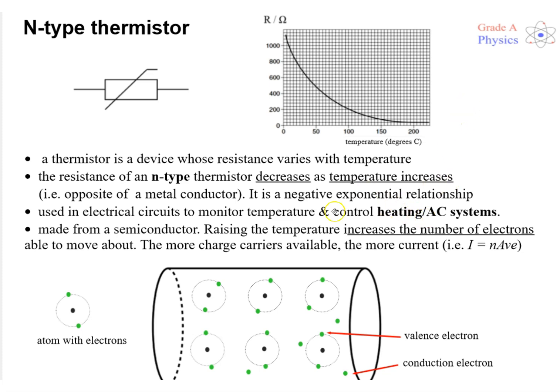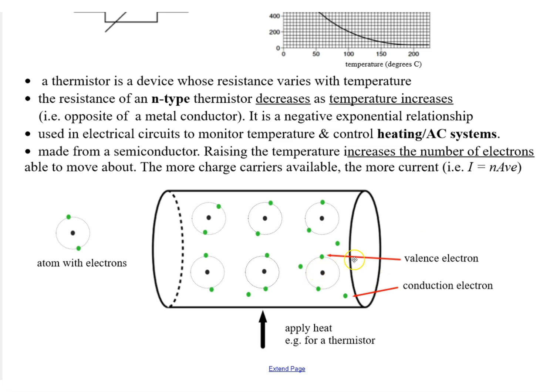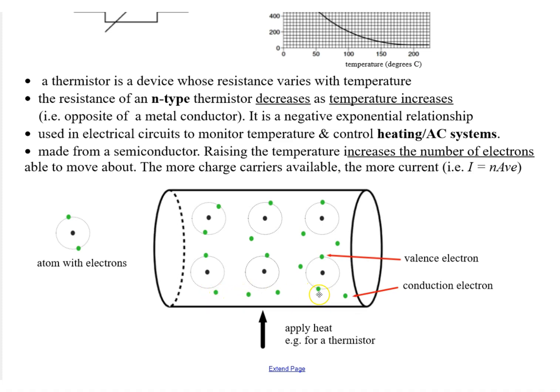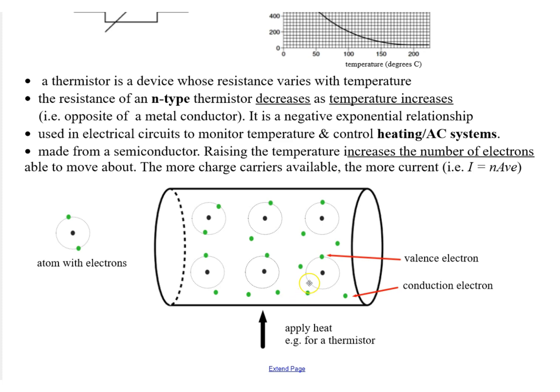So this is used a lot in temperature and heating control systems. It's made from a semiconductor, and if we increase the temperature, then we release some of these electrons which were previously trapped in a valence band, and we can move those into the conduction band. So what we're saying is, as the temperature increases, the number of free electrons increases. Therefore, for the same voltage, R equals V over I, we have a larger current, therefore the resistance goes down.